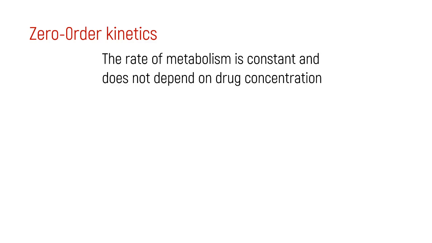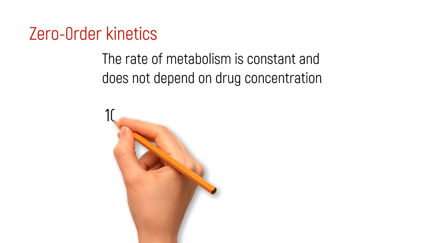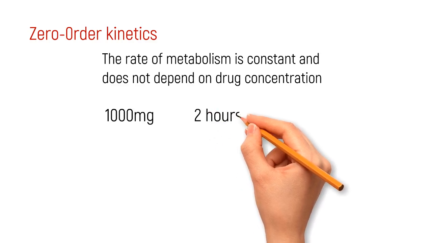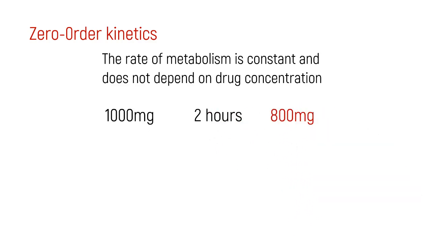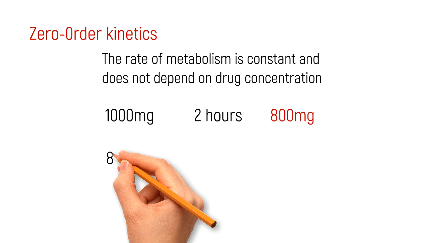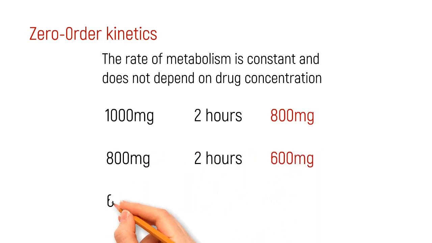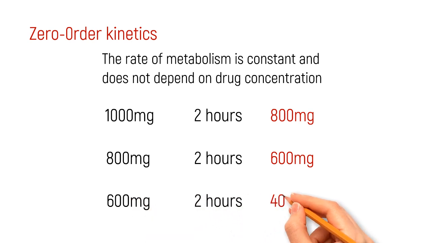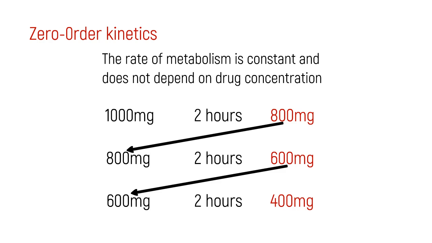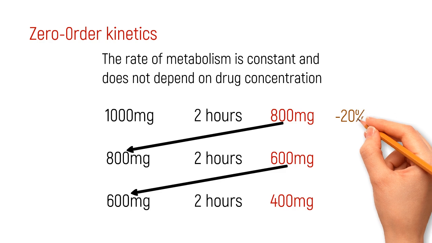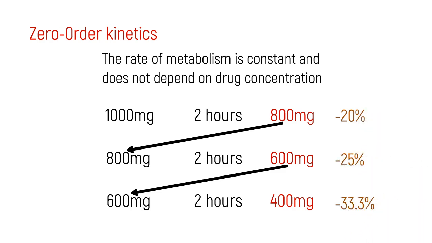For example, if we start with a drug at a concentration of 1000 milligram, it will be metabolized by 20% after 2 hours, reducing its concentration to 800 milligram. After another 2 hours, it will be metabolized again, bringing the concentration down to 600 milligrams. After an additional 2 hours, it will be further reduced to 400 milligram. In this case, the amount metabolized over time remains constant at 200 milligrams, regardless of the drug concentration in the bloodstream. Initially, the reduction is 20%, then 25%, and finally 33.3%. This demonstrates that the metabolism of the drug does not depend on its concentration in the bloodstream.